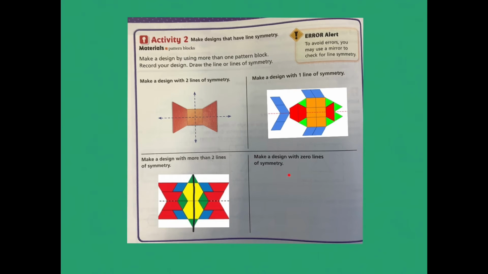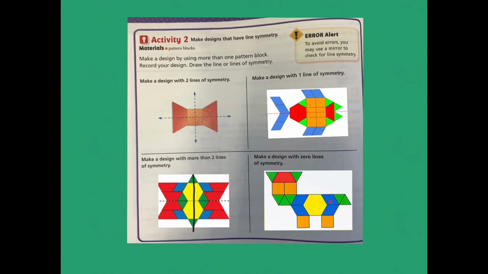Now, how about one with 0 lines of symmetry? There we go. I made a cow or dog or something here that is a shape with these pattern blocks. Any way I fold it, nothing's going to match up. So there I have 0 lines of symmetry.